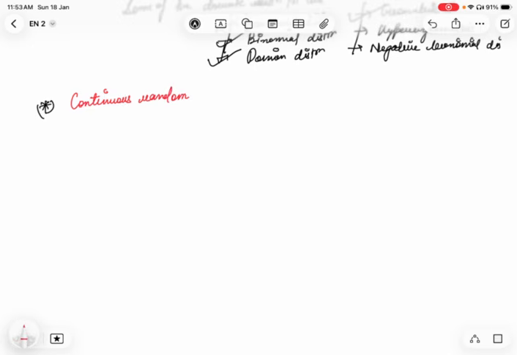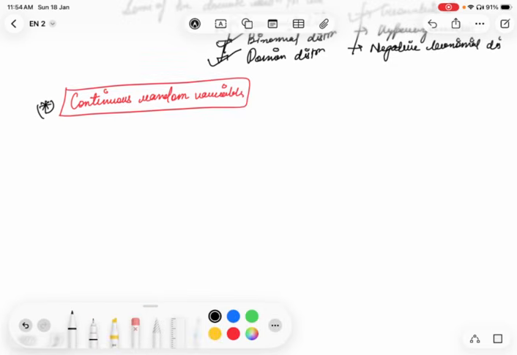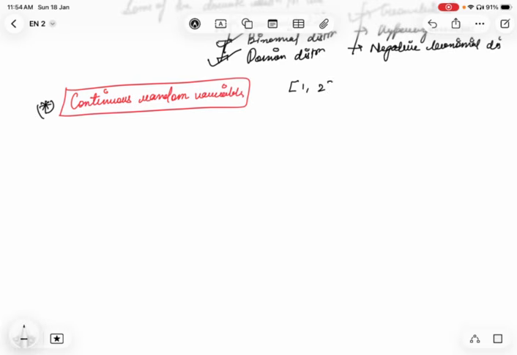So, continuous random variables. What is a continuous random variable? A random variable is said to be continuous if it takes all possible values between certain limits, like from 1 to 2. It will take every point: 1.5, 1.55, 1.555, 1.555555. This is denoted as a continuous random variable.